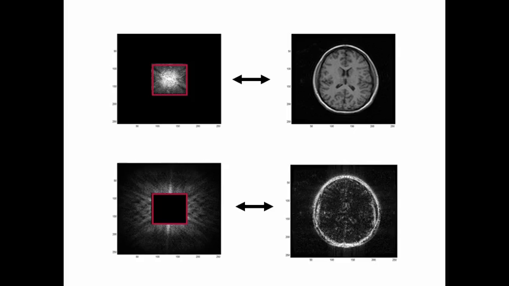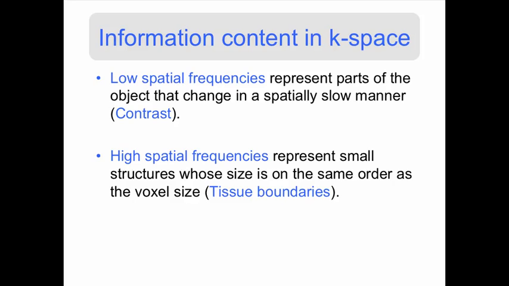We have one which is the contrast part, which corresponds to the center of K-space, and we have a detail part which corresponds to the outer parts of K-space. So again, the low spatial frequency represents parts of the object that change in a spatially slow manner, while the high spatial frequency represents small structures whose size is on the same order as the voxel size. So we can make out much of the contrast by just looking at the center of K-space, but if we want fine detail, we need to go further and further out into K-space.